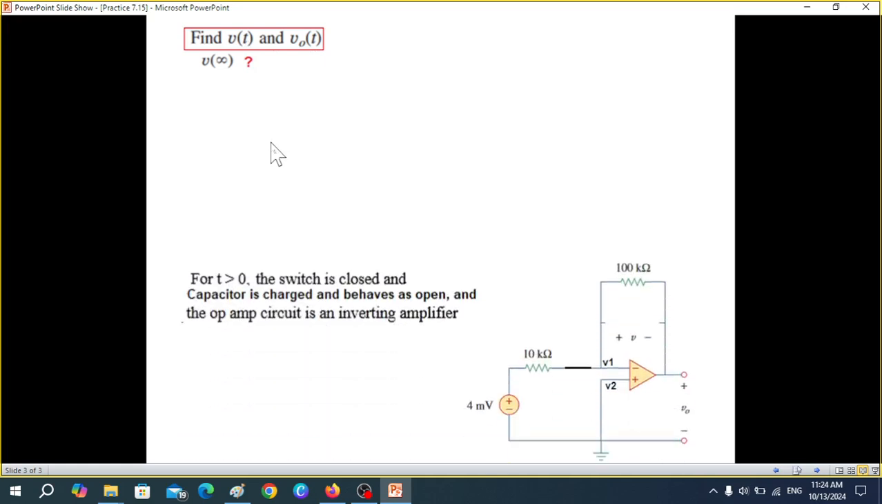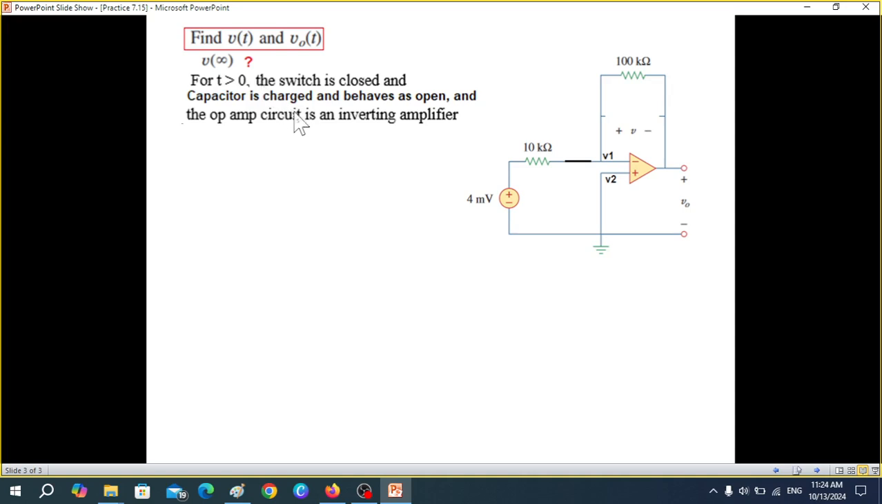So we have to keep in mind that we need to find v(t) and v0(t), and we were trying to find V infinity. Now for V infinity, we have to close this switch for t greater than 0. The switch is closed and the capacitor is charged. So this capacitor is fully charged, and it will now behave like an open circuit, and the operational amplifier is behaving like an inverting amplifier. Now, how? Let's see.